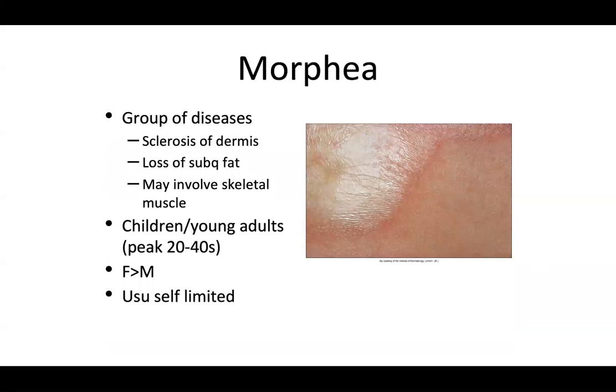Morphea is actually considered a broad term that encompasses groups of diseases that show sclerosis of the dermis. You may see some loss of the subcutaneous fat, and you may see skeletal muscle involvement as well. It peaks in young adults, but you can see it in patients 20 to 40 as well. It does occur more in females than males on average, and it's usually self-limited.